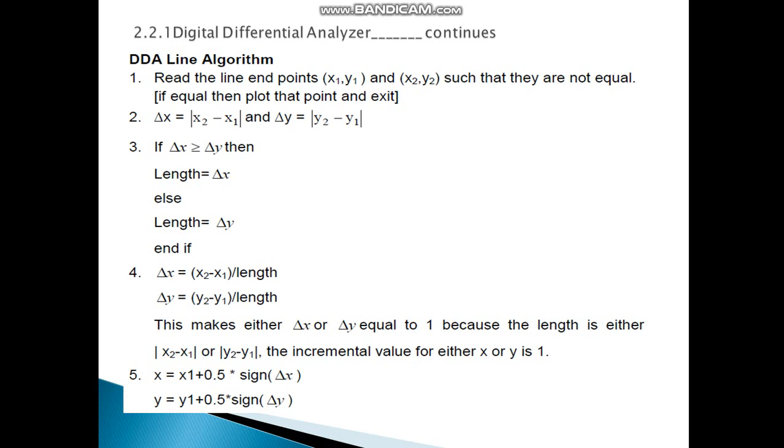Then go to step 4, which is the x increment and y increment. The x increment is equal to delta x upon steps, and the y increment is equal to delta y upon steps. Then go to step 5. If floating point numbers are given, then the round figure is to be calculated, and this is the formula of the round figure: x is equal to x1 plus 0.5 into sign of delta x, and y is equal to y1 plus 0.5 into sign of delta y.